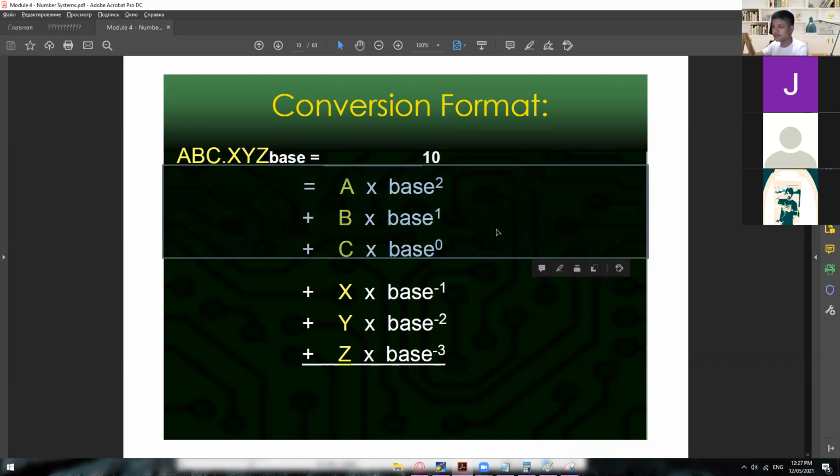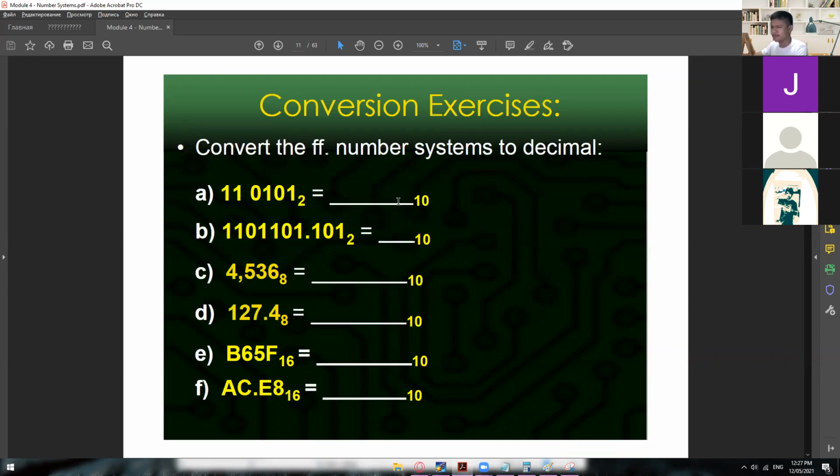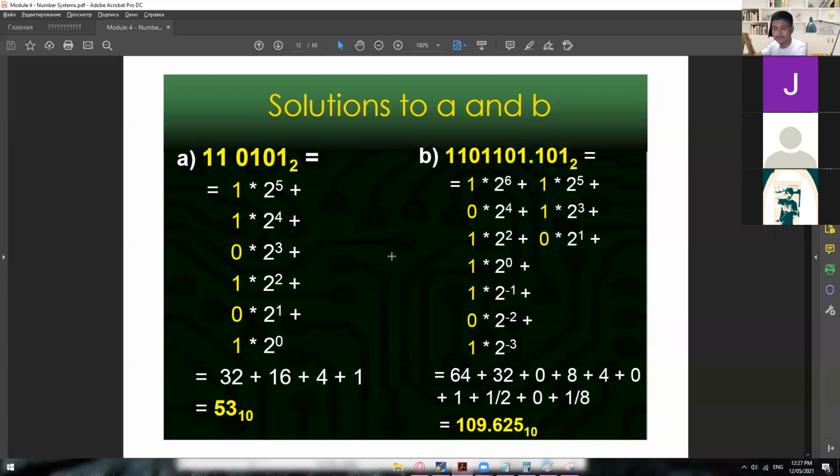All right. So let's have an example for you to be able to understand this one a little bit better. So we have this A, B, C, D, E, F right here. It is asking us to convert binary to decimal, octal to decimal, and hexadecimal to decimal. So here are the solutions.